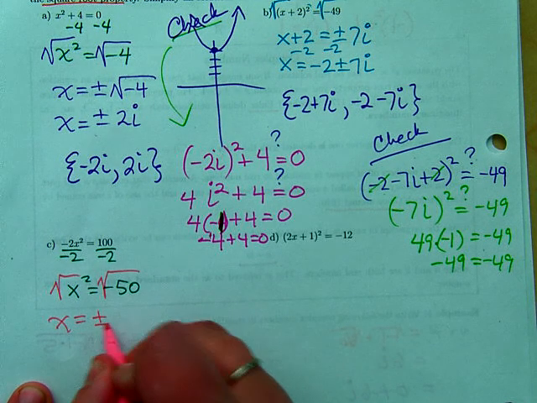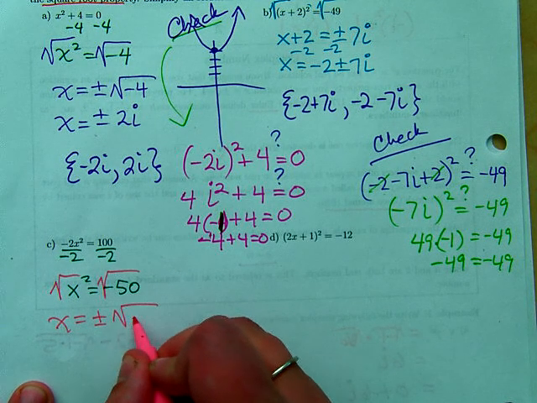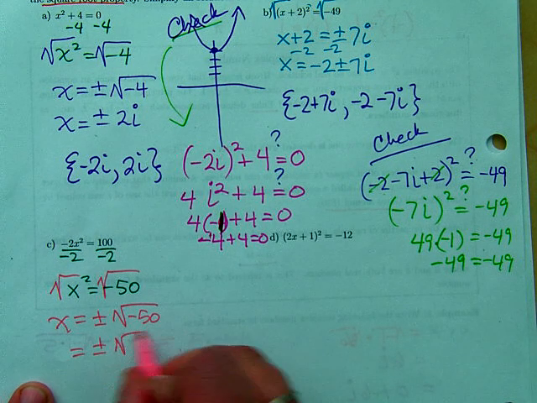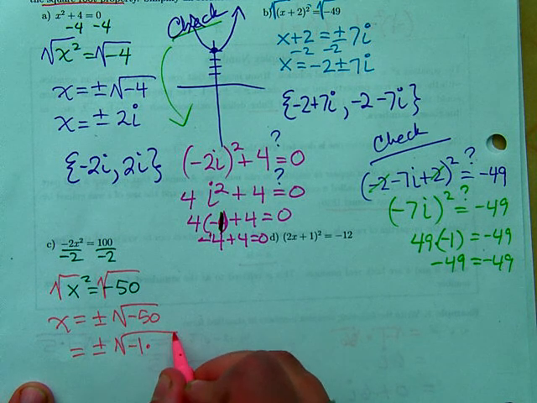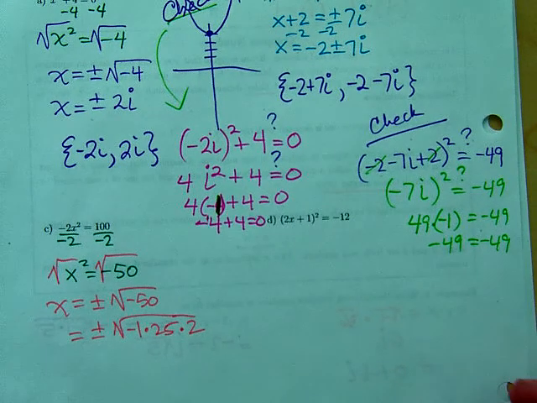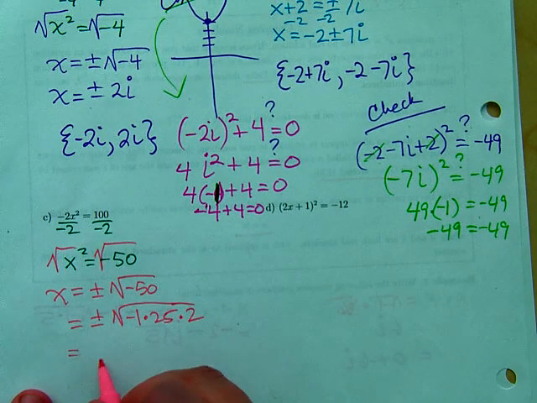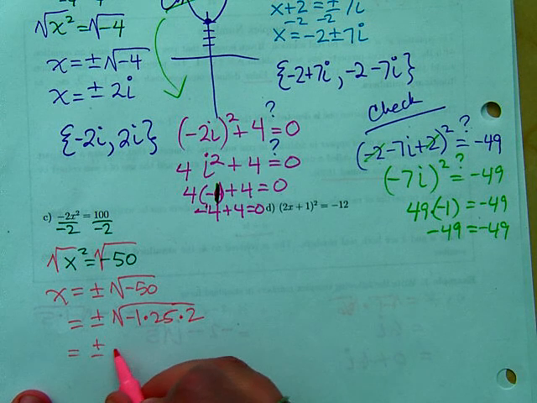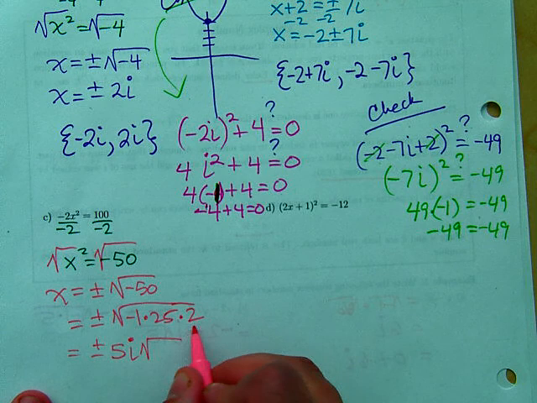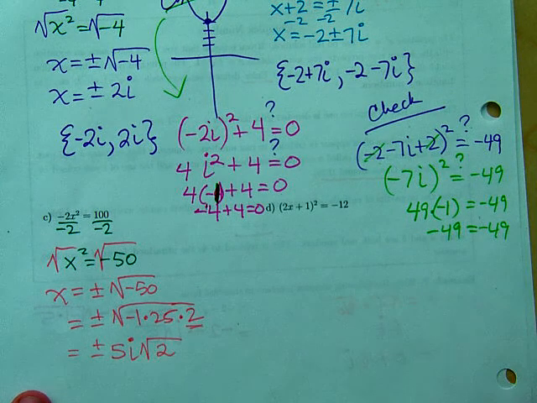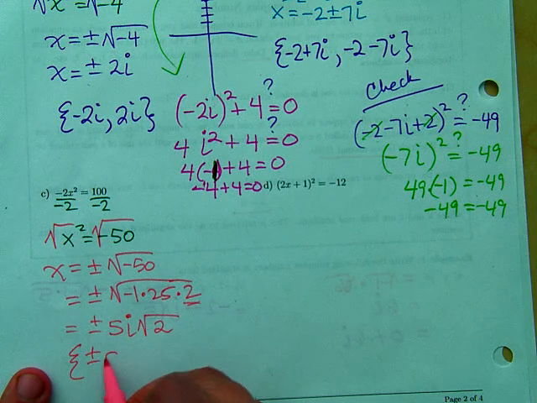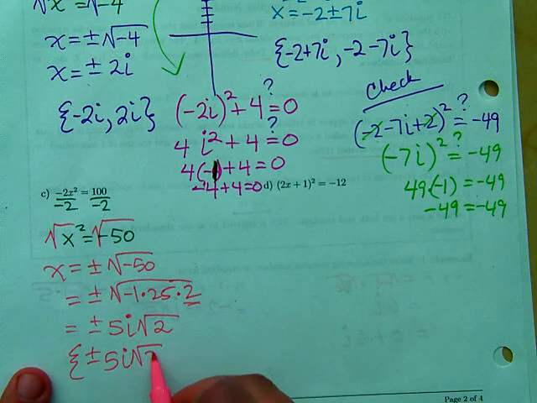X equals plus or minus square root of negative 50, which I love it. You're getting the square root of negative 1 times 25 times 2. Way to break it down. Excellent. Okay, and then what? Plus or minus 5i, and the only thing that stays in is the square root of 2. Okay, so use your set notation, plus or minus 5i times radical 2.